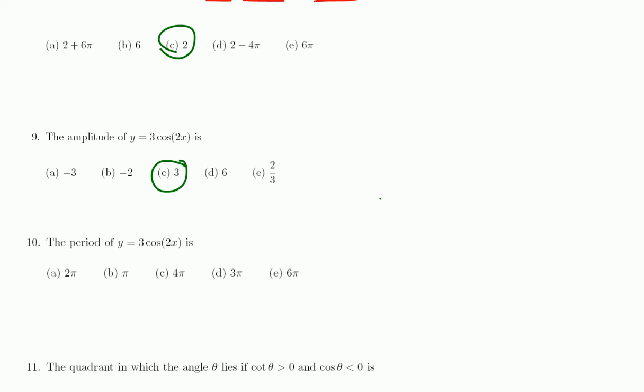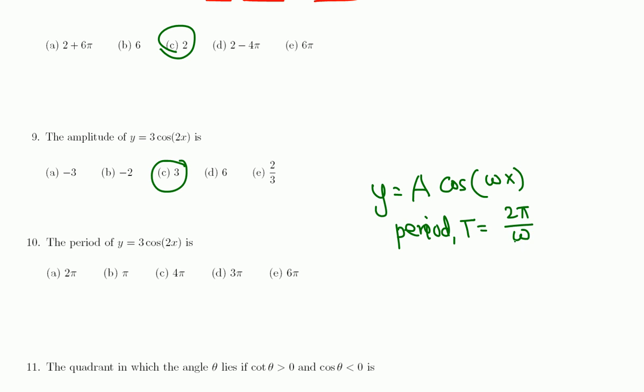And the period, when we have a function y equals, let's say, a number a times sine or cosine, in this case cosine of omega x, then the period T is given by 2 pi over omega. So in our question, 3 cosine 2x, 2 is omega, so the period will be 2 pi over omega. Omega is 2, and 2 pi over 2 is just pi, so the answer is pi.